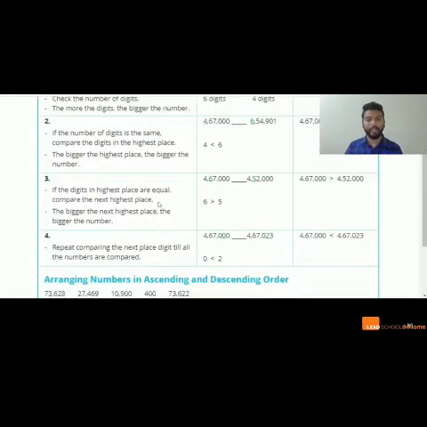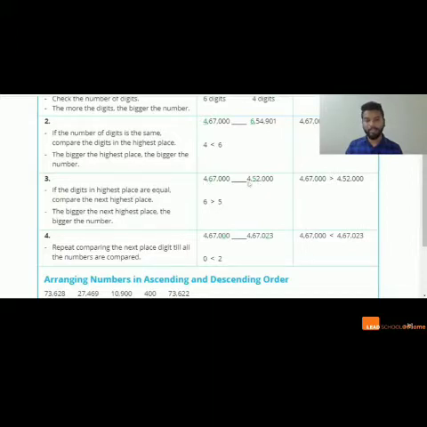Great. The third case scenario. First we compared the number of digits. Then we saw when the digits are the same, we take the highest place value. Now what if even the highest place value number is the same? Then in that case, I will compare the next highest place. If the digits in the highest place values are equal, compare the next highest place.